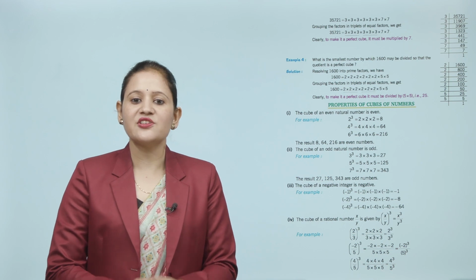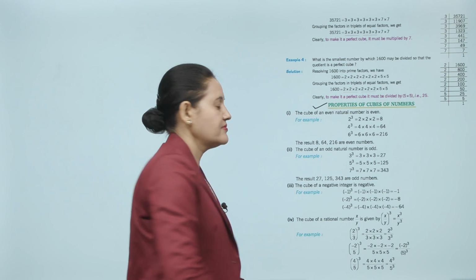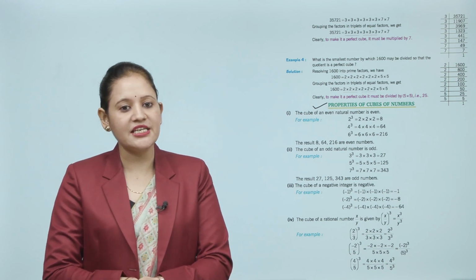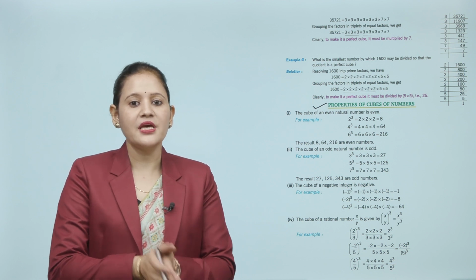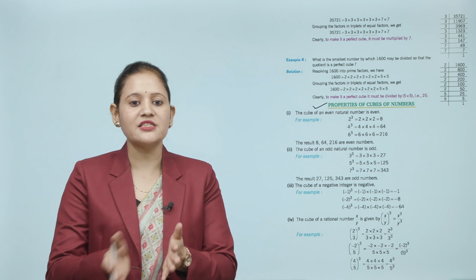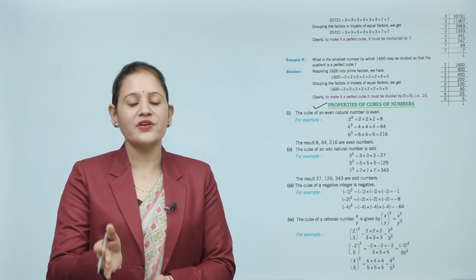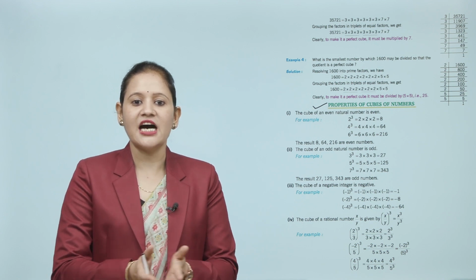Next is properties of cube of numbers. The cube of an even natural number is even. For example, 2 cube equals 8. 4 cube, that is 64. 6 cube, that is 216. So, cube of an even natural number is always an even number. The results 8, 64, 216 are even numbers.